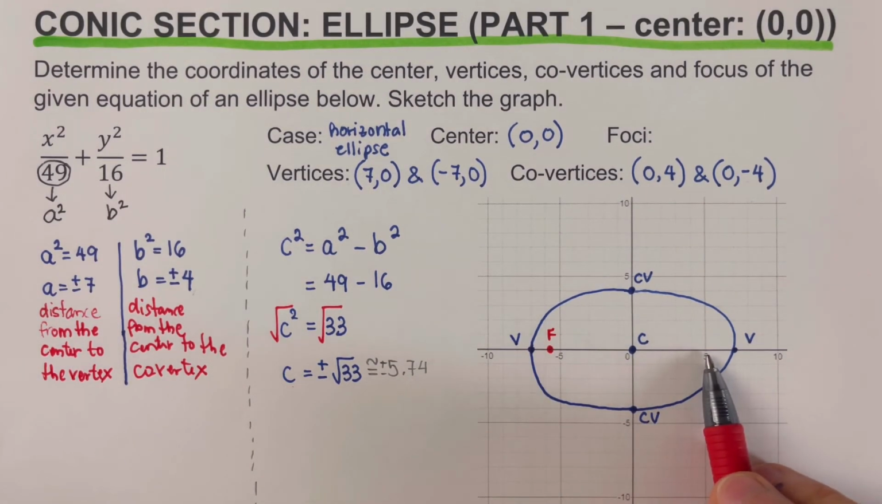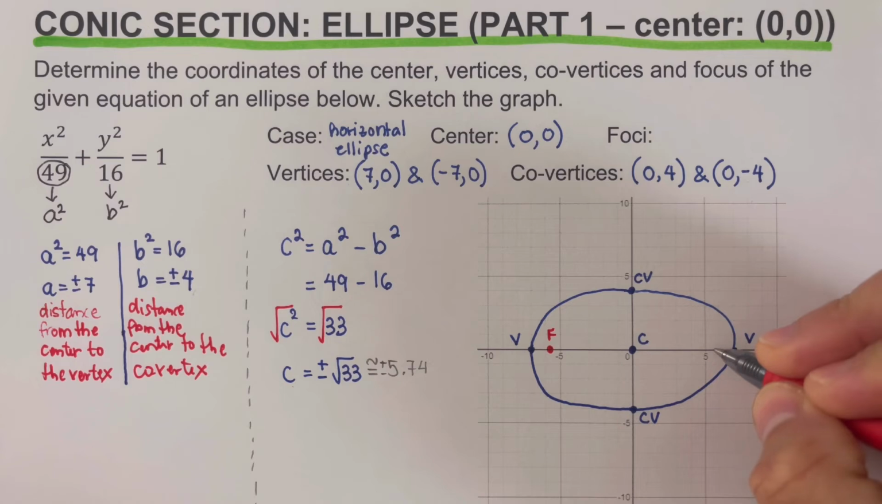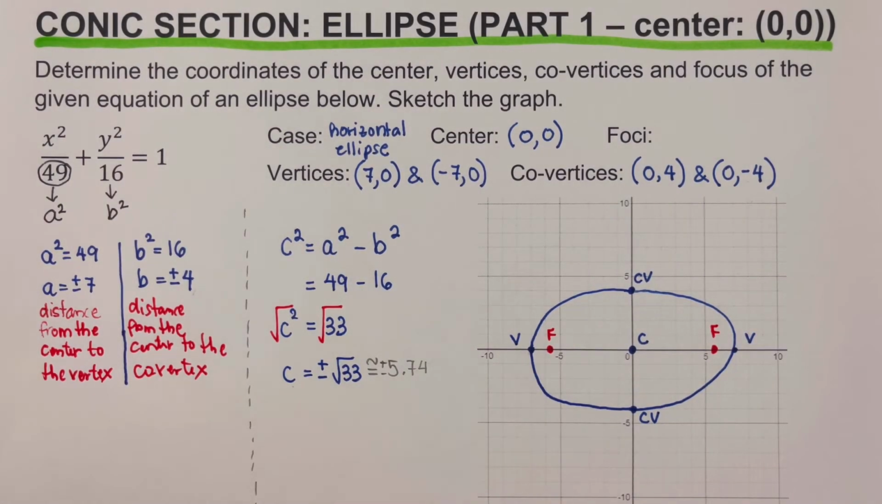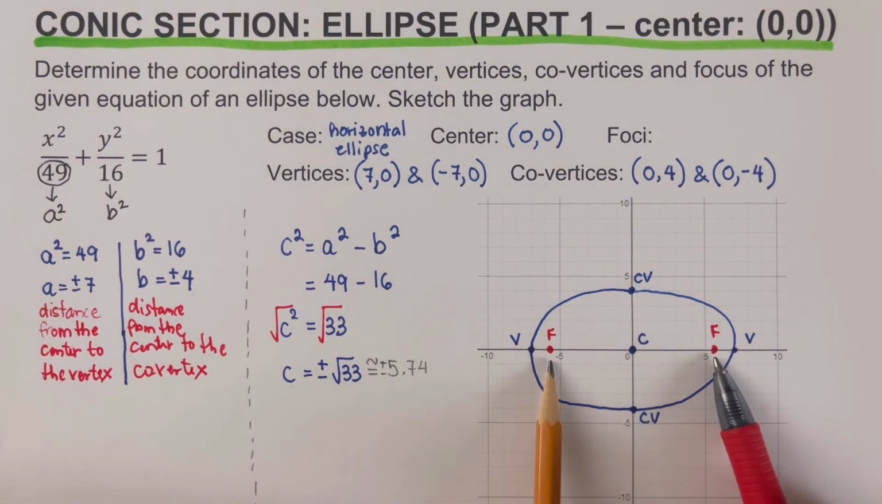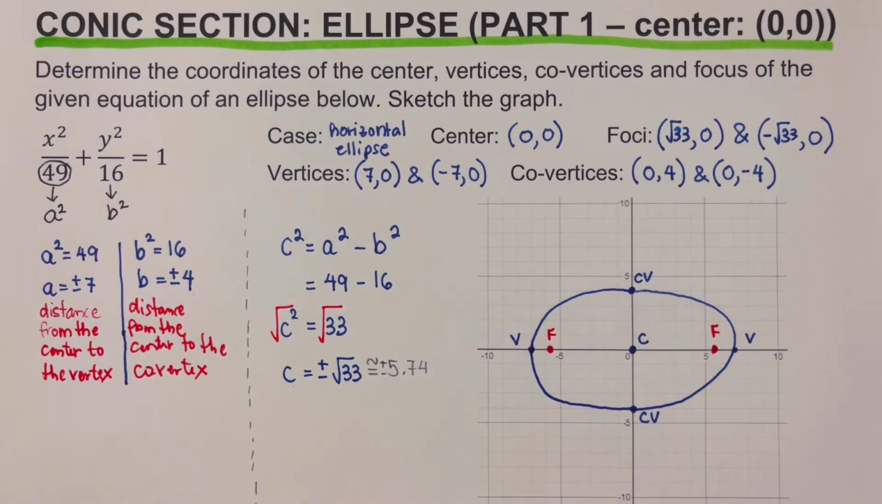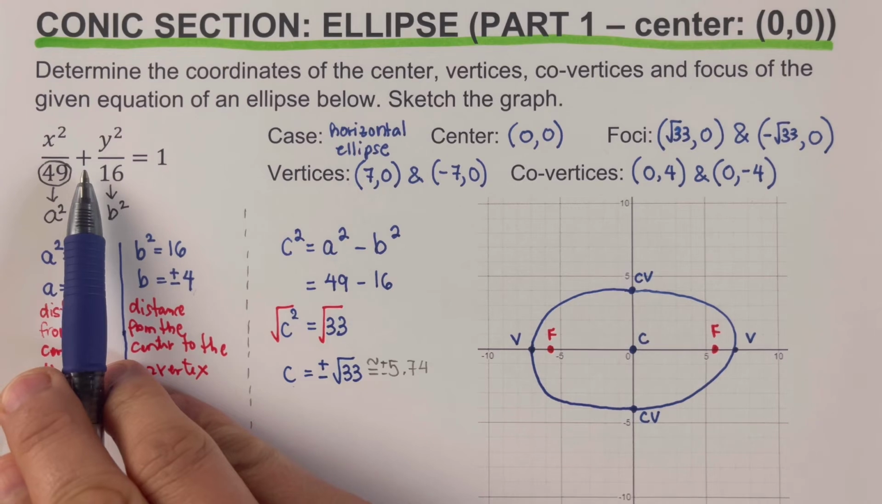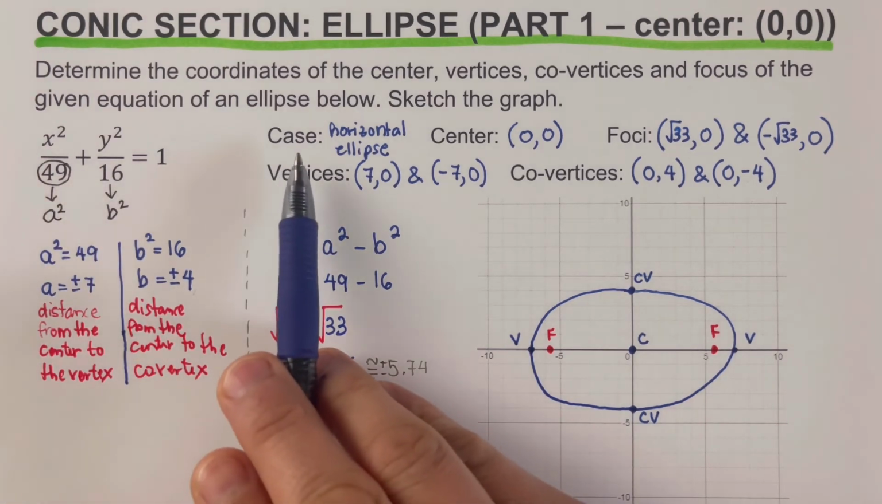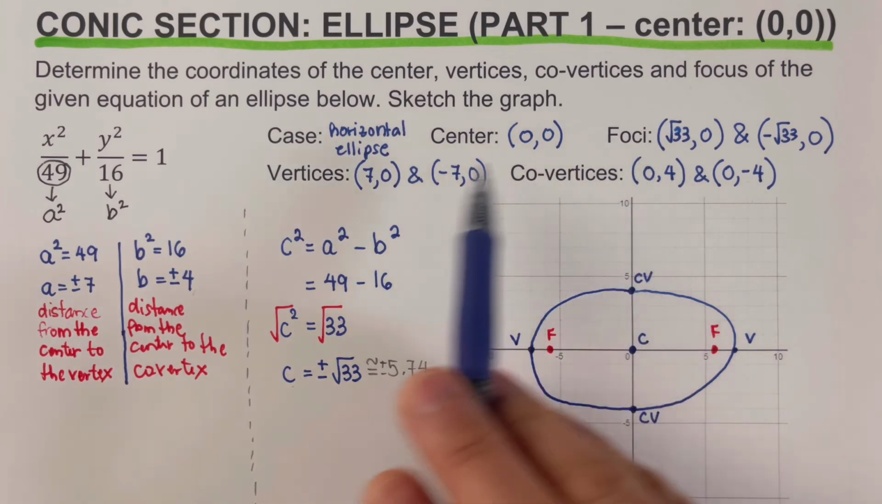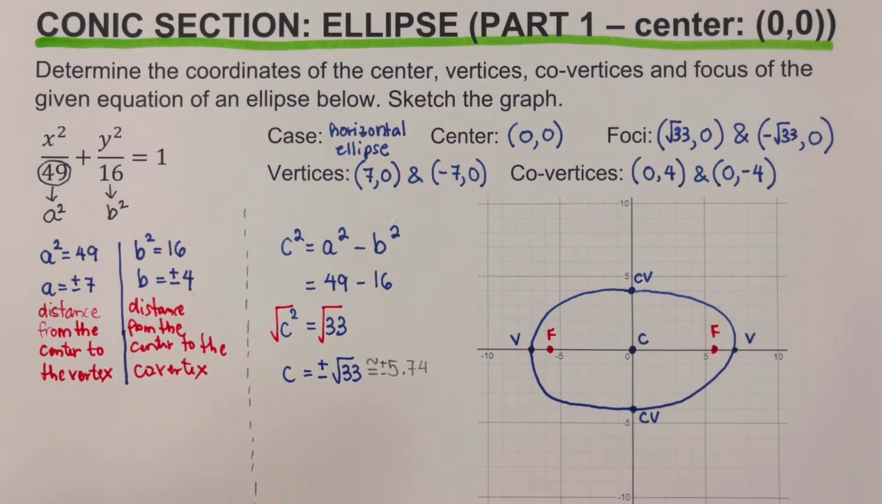5.74 should be somewhere around here, and this is the other focus. So then the coordinate for these two foci can be written up here. Okay, so we have graphed this given equation that we have here, and we have determined which case number this is. We determined the center, the two foci, the two vertices, and the co-vertices. Now let's move on to the next example.